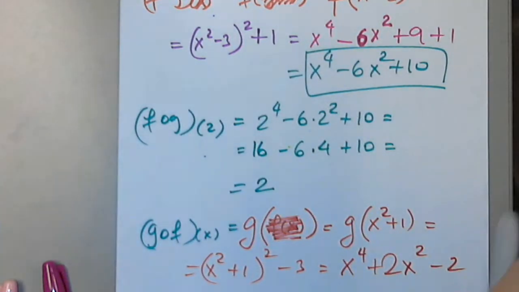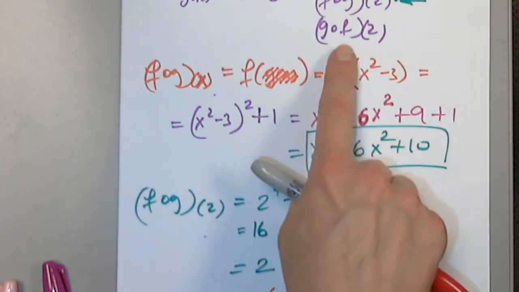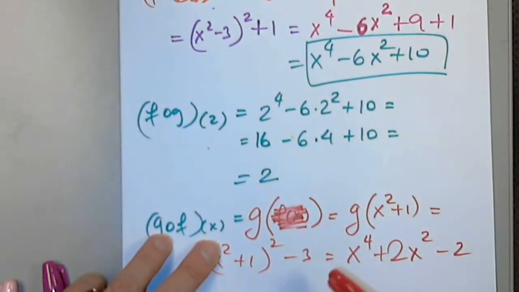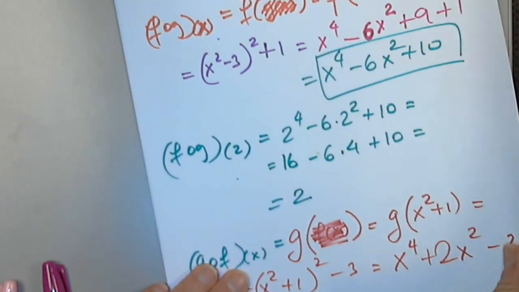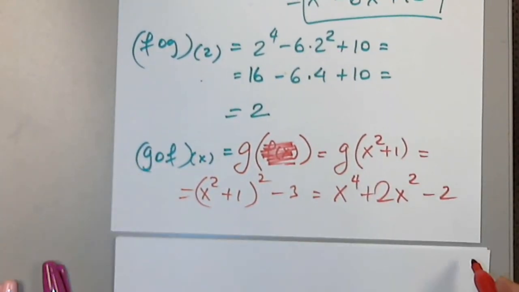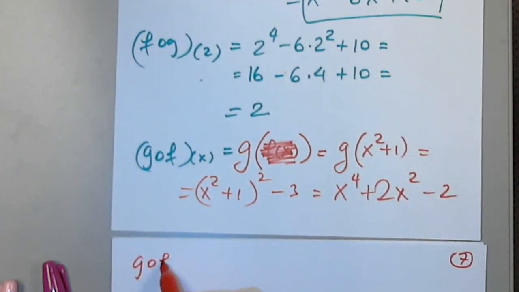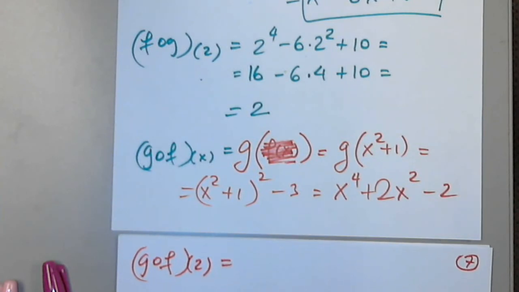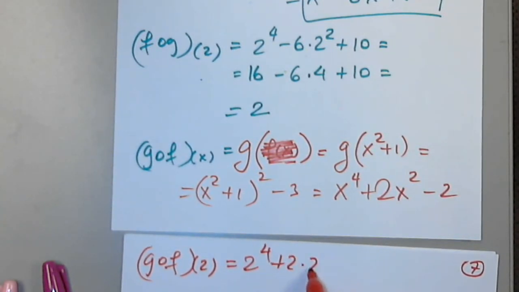Good. The final question here was to find g comp f of 2. So I have the function, and I'll go ahead and find it. g comp f of 2 is 2 to the 4th plus 2 times 2 squared minus 2. Please give me the answer.